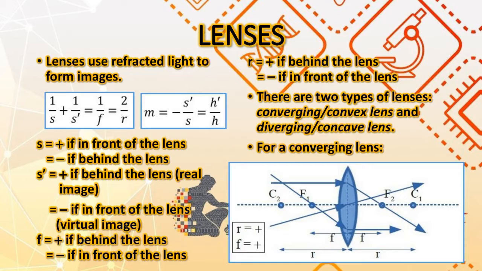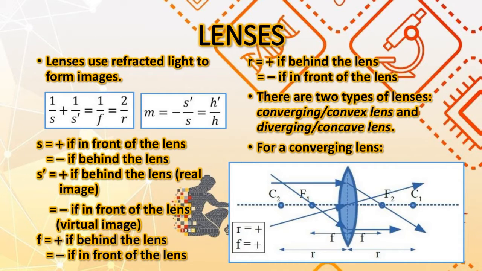The same equation is used for lenses. 1 over s plus 1 over s prime is equal to 1 over f is equal to 2 over r. S is still the object distance, s prime is still the image distance, f is still the focal length, location of the focal point, and R is still the radius of curvature. And the focal length f is still equal to R over 2.